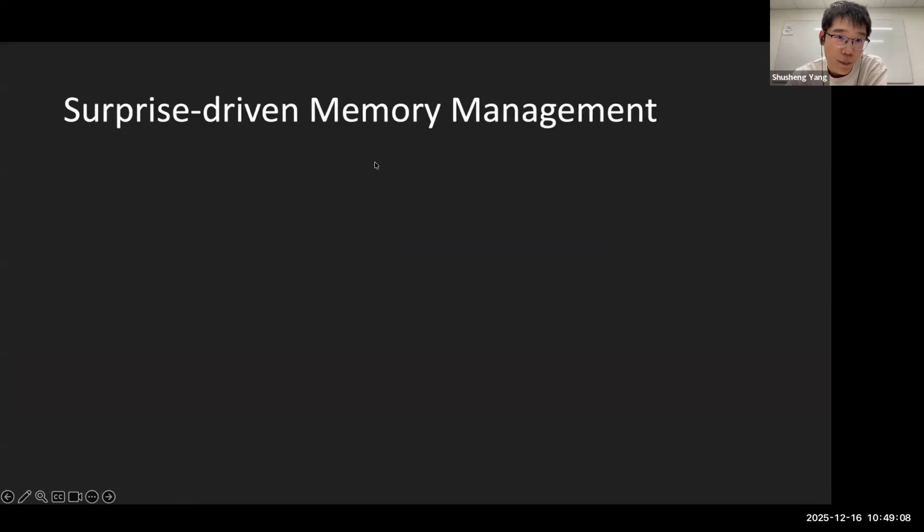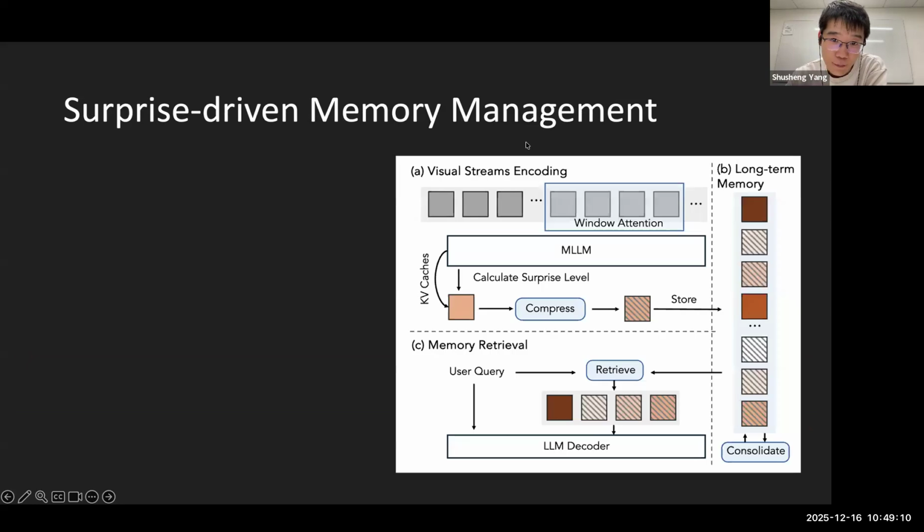So here is how we build our memory system. This is a flow chart of our memory system. Here are the frames, and we use sliding window attention for the frames. Basically, we use the KV cache as memory, which means we feed the frame into the language model and use the KV cache as a memory unit.